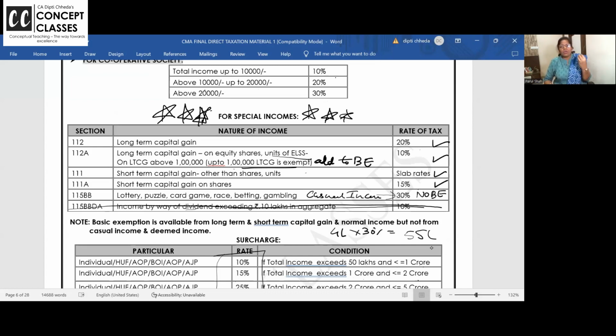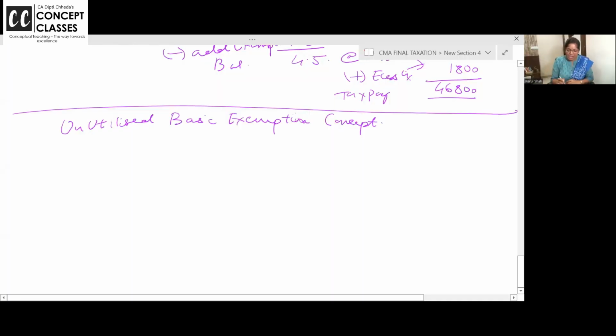Ma'am, I have won a lottery of 50,000, but the lottery ticket was only 10,000. No deduction, no basic exemption, no losses, no expenditure. Ma'am, I have won 1 lakh rupees in KBC, but to and fro Bombay tickets and staying and all, nothing doing. Flat rate of tax. Is this clear? Here, in all the 4 cases, yes, basic exemption is allowed. Now you see, it's just a 2 minute beautiful concept and you'll score marks like anything. Unutilized basic exemption.